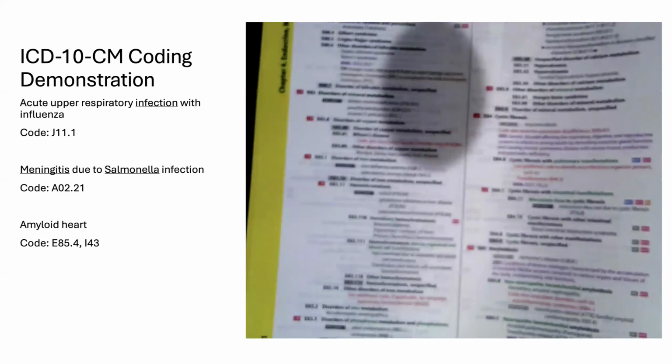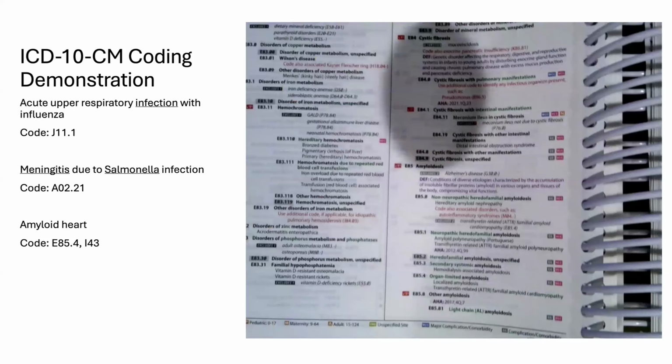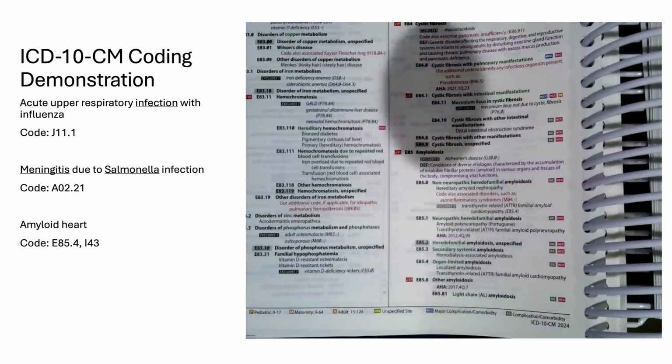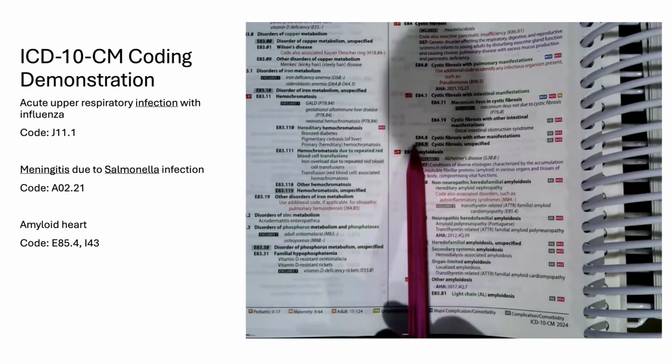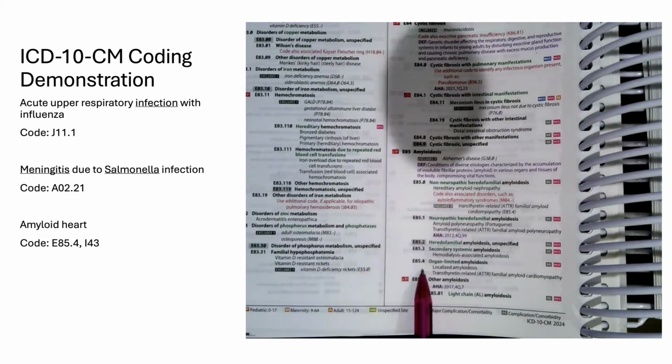I'm looking for 85.4. So here we have the 85s right here. E85, and again, that's telling me another character is needed, and I wanted E85.4, organ-limited amyloidosis. And what we need to do here is look.